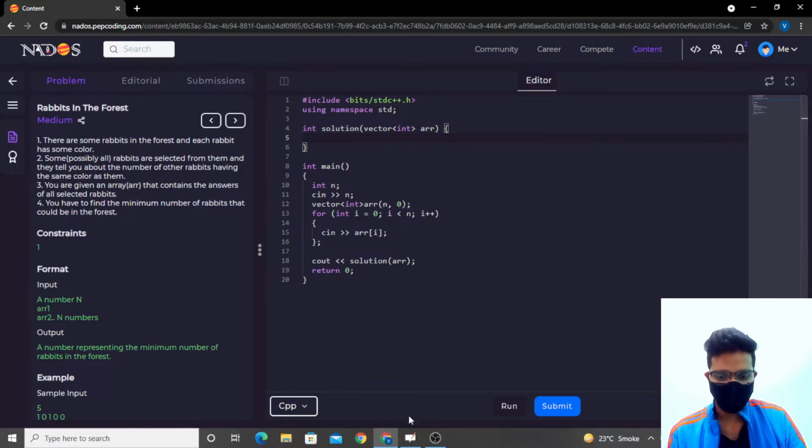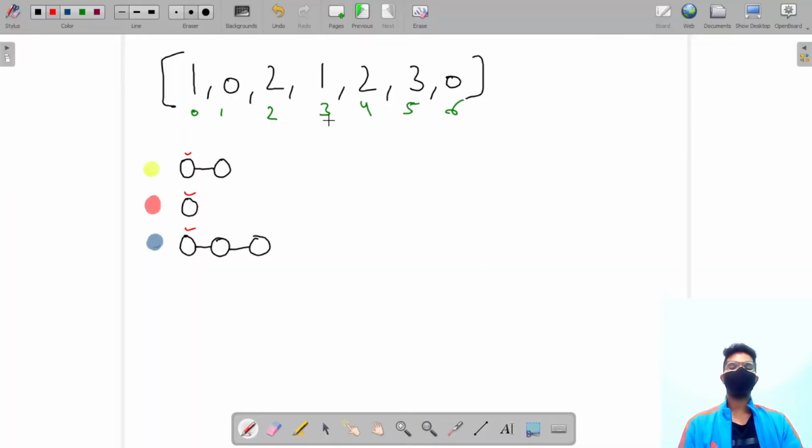Minimum number of rabbits. So if I want to take the minimum, I can say that this is the same rabbit that we got in our 0th index. What does that mean? In the 0th index, I was told that there is one more rabbit which has the same color, the yellow color. So this could be the rabbit that we were talking about earlier. There is a possibility that this could be that rabbit. Since I need the minimum answer, I can say that this rabbit exists here.